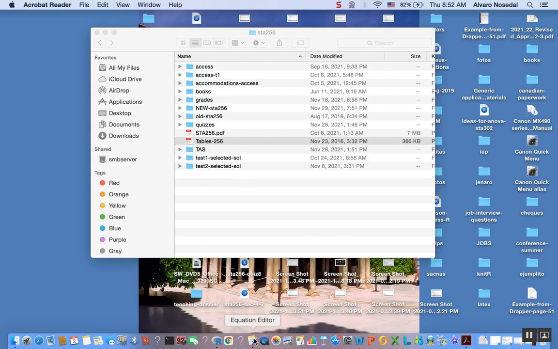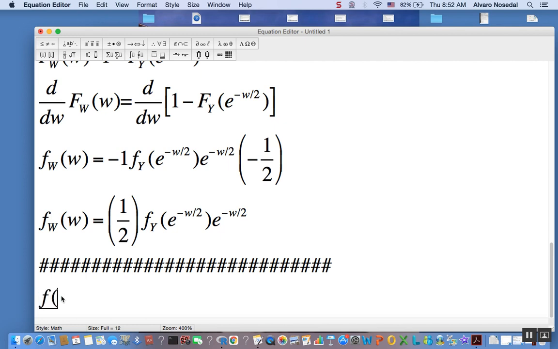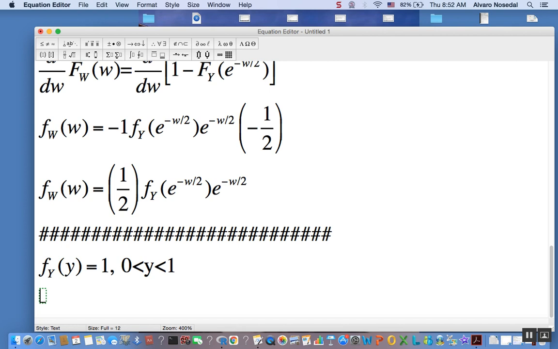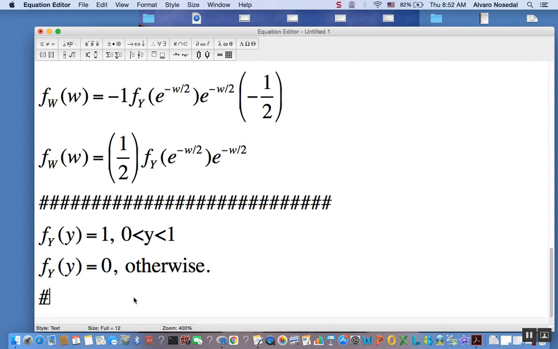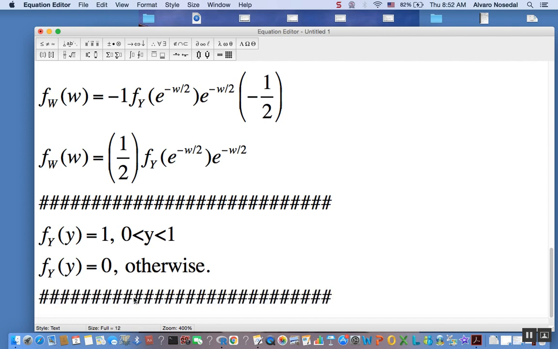what we have here, let me write this down. Since we have two random variables of interest, I am going to be very specific that the PDF of y, the original random variable, is 1 in this case if y lives between 0 and 1, and this will be 0 otherwise.